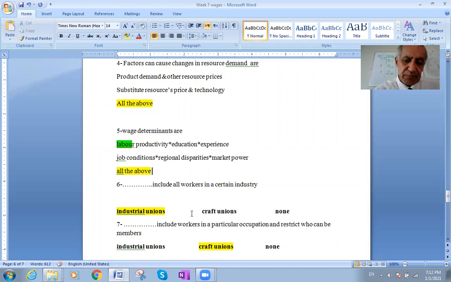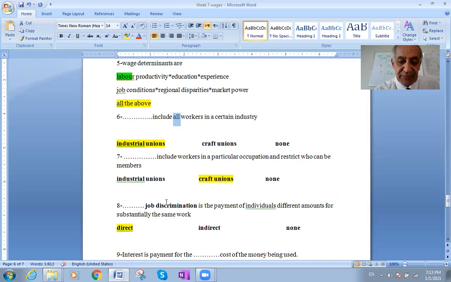Six. Question number six. These include all workers in a certain industry. We said this is industrial unions, because of the word all. So this is industrial unions because it's collecting all the workers together.